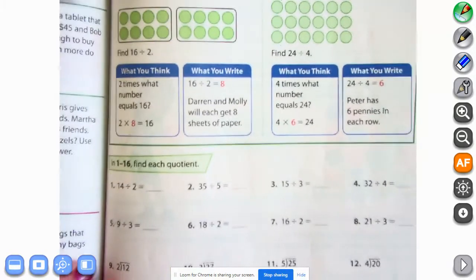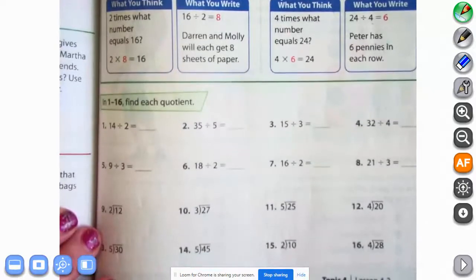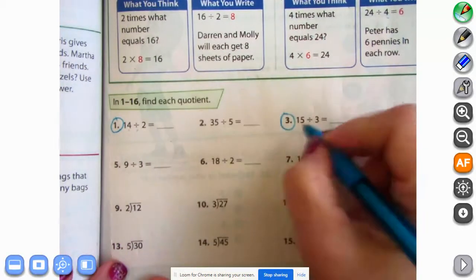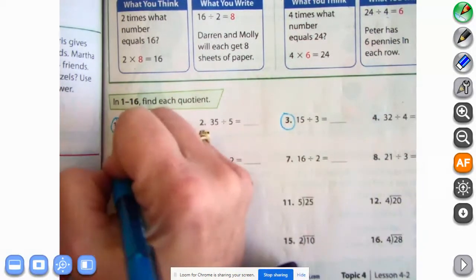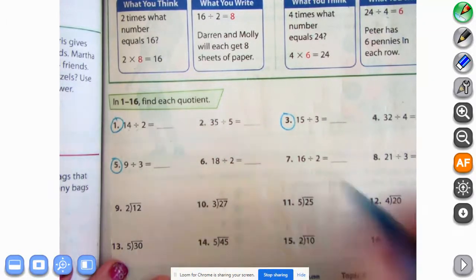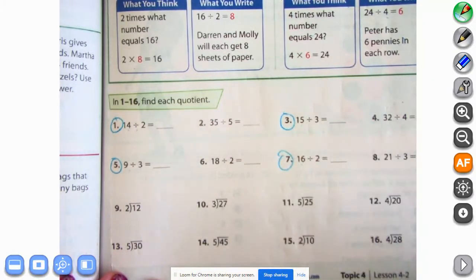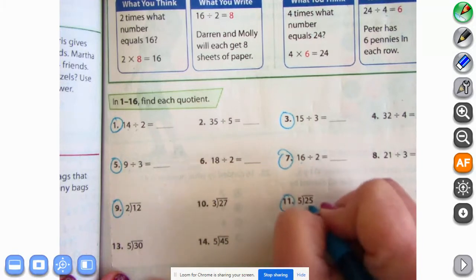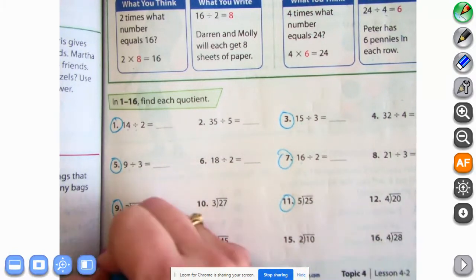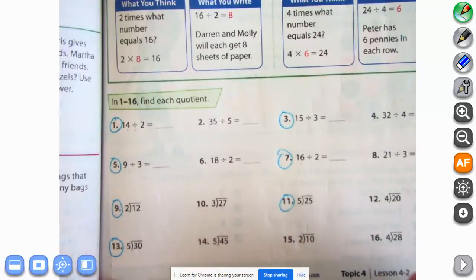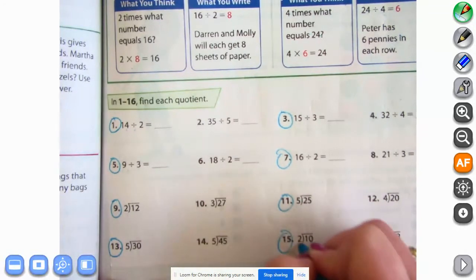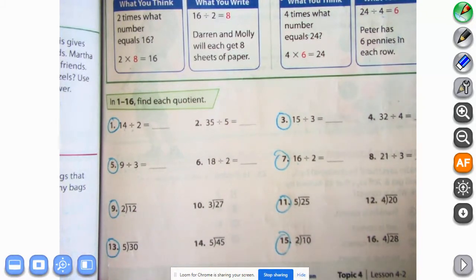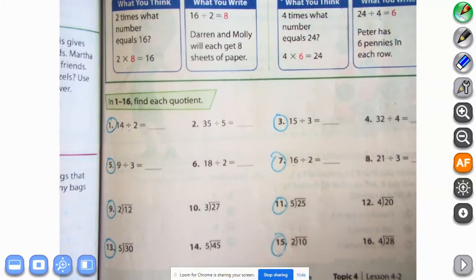All right. So for our homework, we're going to do number 1, 14 divided by 2. Number 3, 15 divided by 3. Number 5, 9 divided by 3. Number 7, 16 divided by 2. 9, 12 divided by 2. 11, 25 divided by 5. 13, 30 divided by 5. And 15, 10 divided by 2. Okay, so all the odds, 1, 3, 5, 7, 9, 11, 13, and 15.